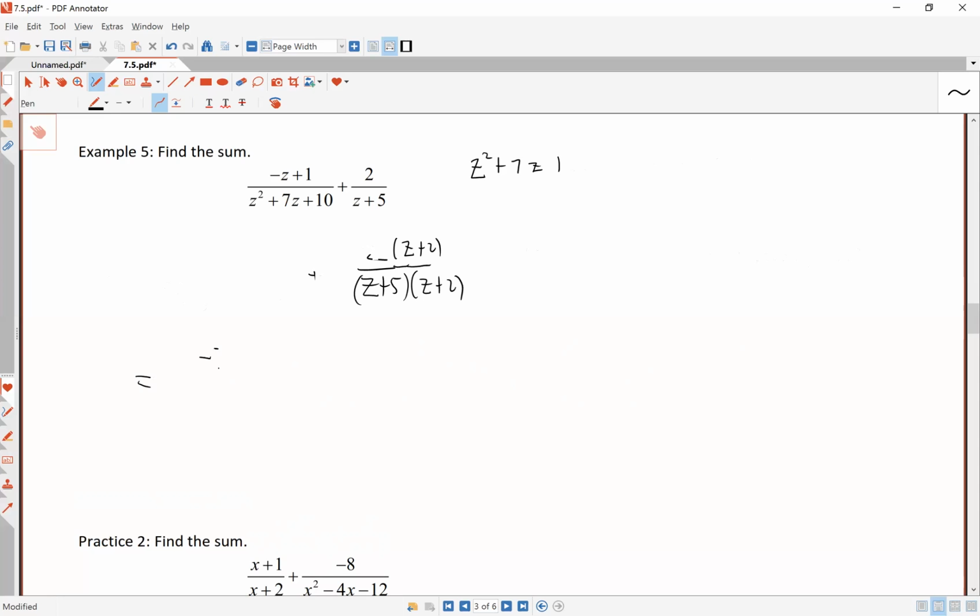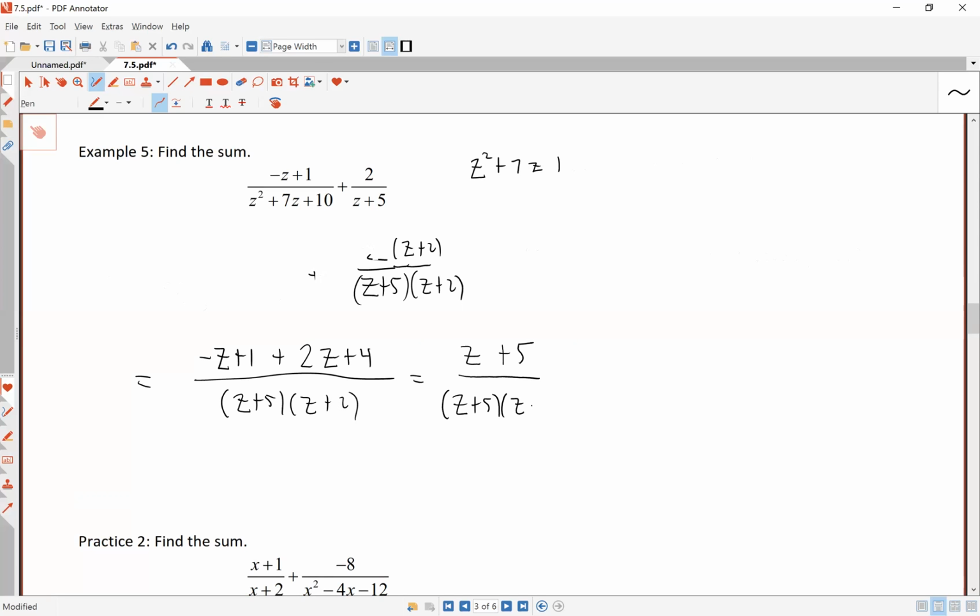My first fraction is negative z plus 1, plus 2z plus 4, all over the common denominator, z plus 5 and z plus 2. So notice how I don't ever multiply the denominators, but I do the numerators. 2z minus z is z, and 4 plus 1 is 5. Divided by z plus 5, z plus 2. We see the factors z plus 5 in common, so we cross them out, and we're left with 1 over z plus 2.